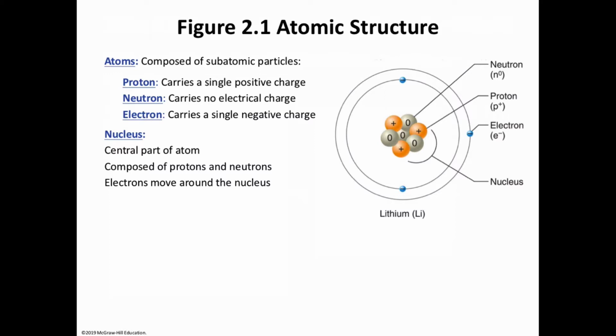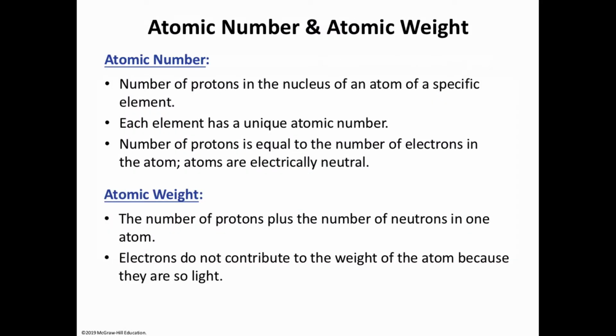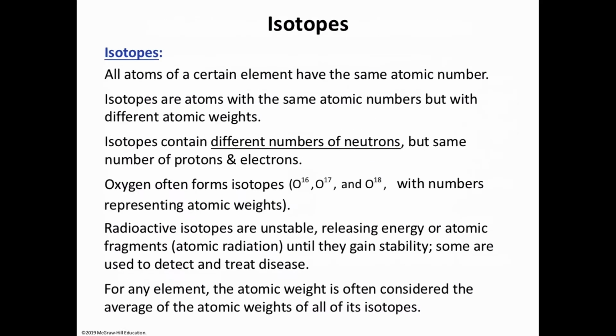Given the time, there are 36 protons, 48 neutrons, and 36 electrons. Let us continue. This is what we just did, so I'll skip through this. We'll get now, class, to isotopes.